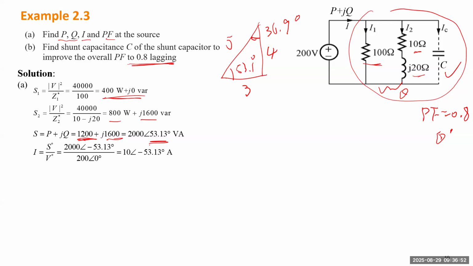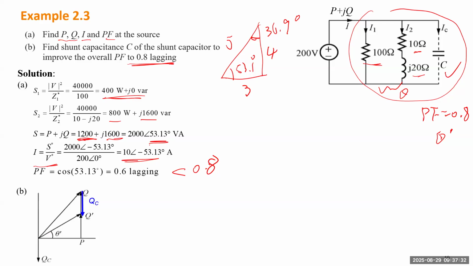Current will be the complex power divided by voltage, then we calculate the conjugate. So that will be 10 at negative 53.1 degrees. Negative 53.1 degrees means the current is lagging the voltage by around 53 degrees. So that's why there's a negative sign. Power factor will be just cosine of 53.13 degrees. So that's 0.6. So it's very bad, right? It's much lower than our goal. Our goal is 0.8.